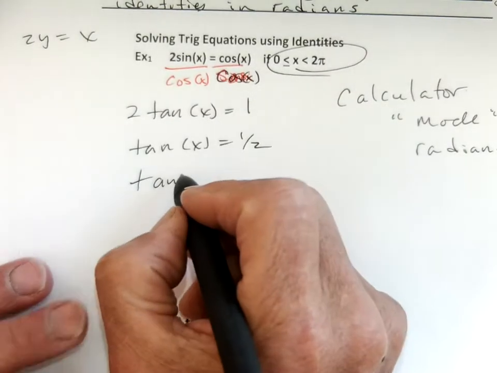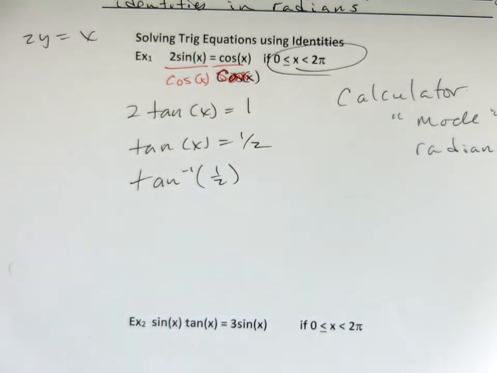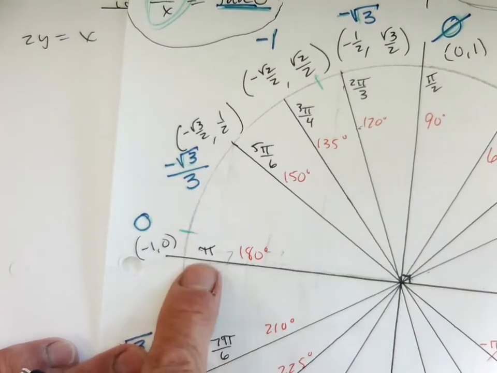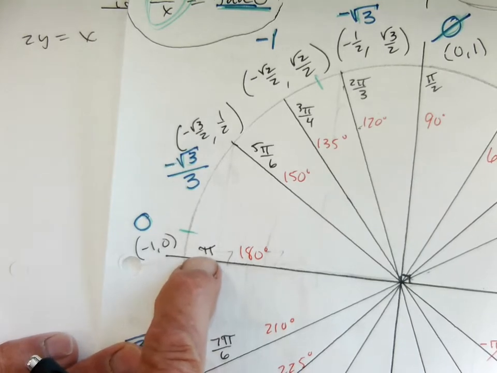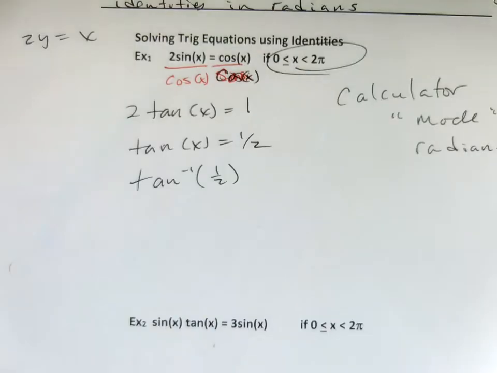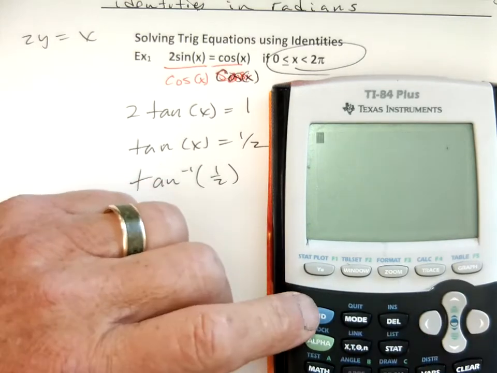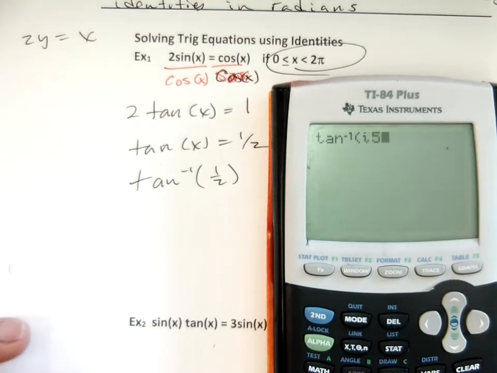Now we're looking for the angle, so I have to do tangent inverse of 1/2. Now remember, if it's a radian angle, it will appear as a decimal. Think about this. It's 3.14, right? That's an angle. It's not going to look like an angle, but it's in radians. So if I go tangent inverse of 0.5 or 1/2, I get an angle.